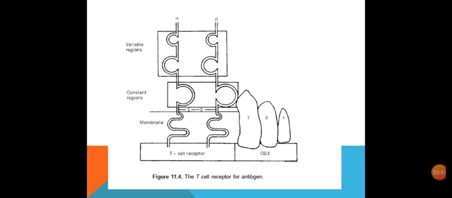Here, the T cell receptor for antigen, we can see the alpha and beta chains, we can see the disulfide bonds, and the constant regions and the variable regions. And we can see the CD3 molecules that is usually combined with the T cell receptor.